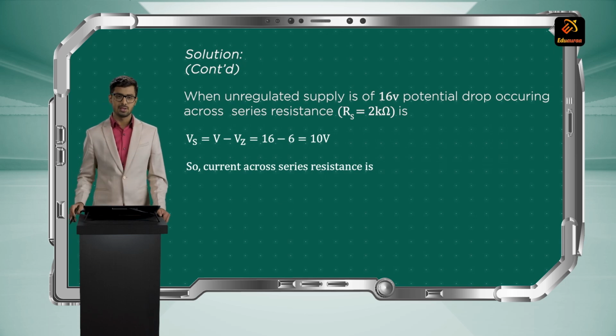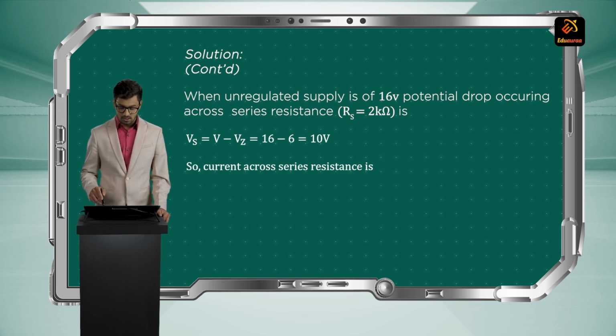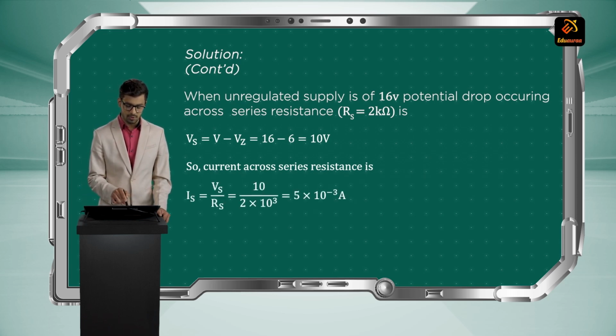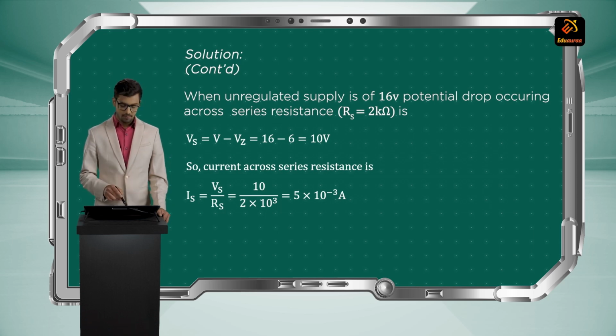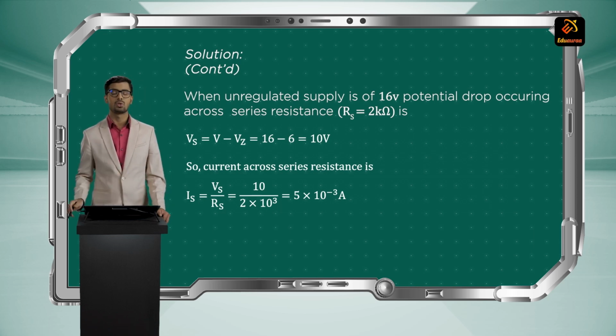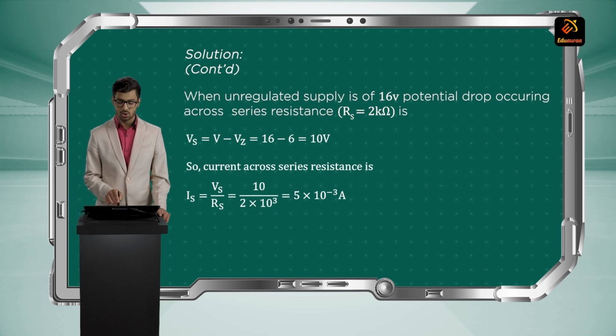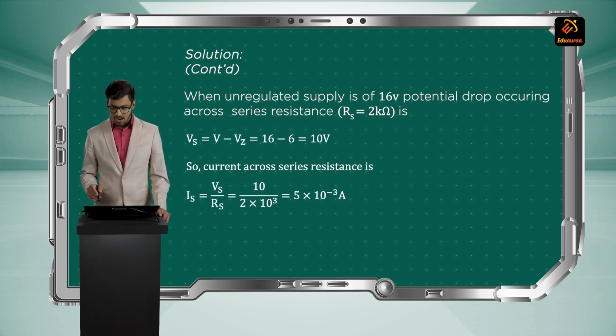We know the value of the resistor and the voltage across it, so we can easily find the current across the series resistor. The current across the series resistor is Is equals Vs upon Rs. We know Vs is 10 and Rs is 2K, which is nothing but 2 into 10 raised to 3. If we do the calculation, the current across the series resistor comes out to be 5 into 10 raised to minus 3 ampere.